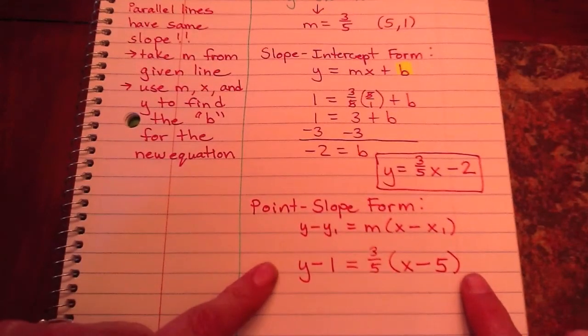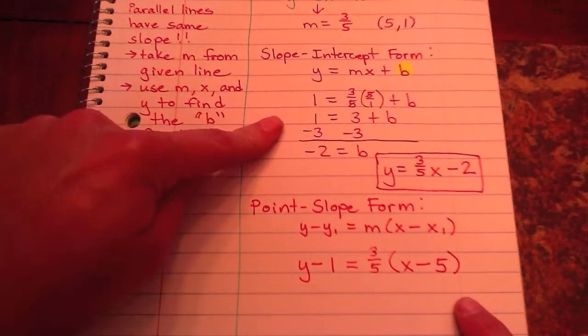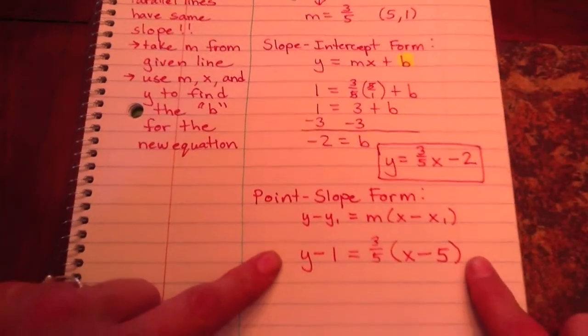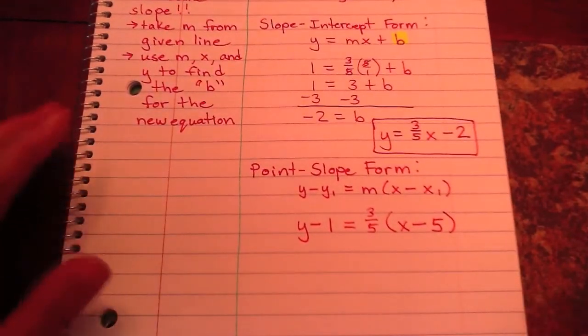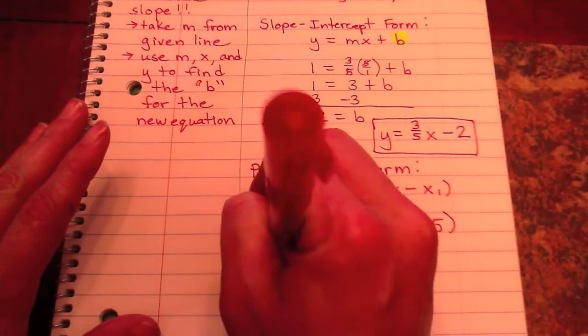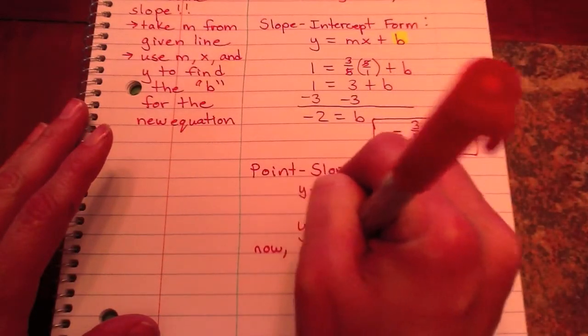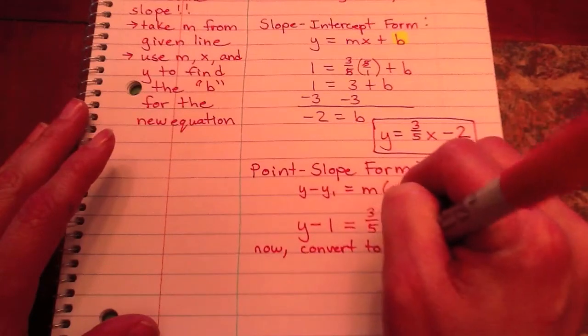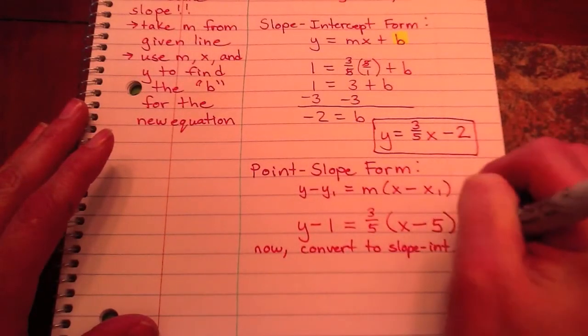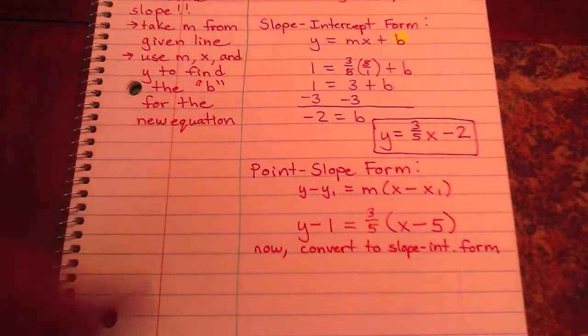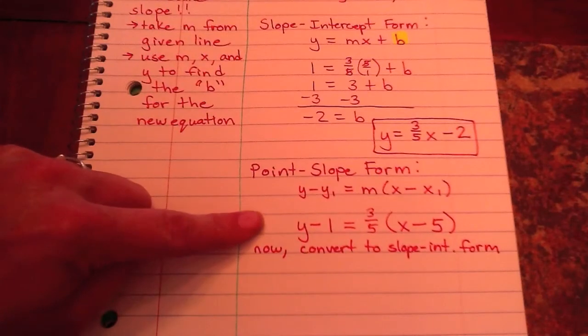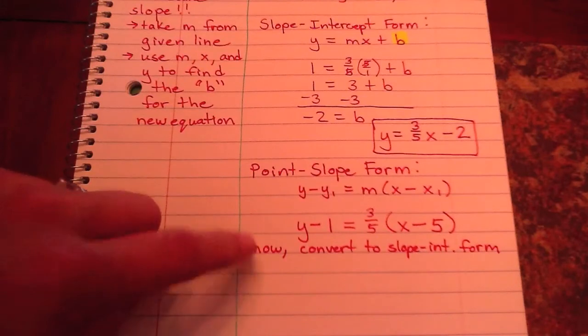But from here, most problems, especially multiple choice, are going to ask you to finish them in slope-intercept form. Once you've plugged it in here, now you're just going to convert to slope-intercept form. And this is if you need to. If you were taking a multiple choice test or something where it asked you to write the equation in point-slope form, you're done there. But most of the time you're going to end up having to take this step anyway.